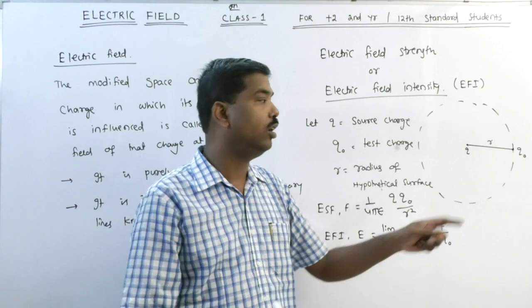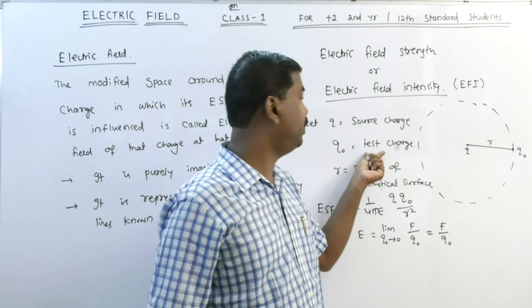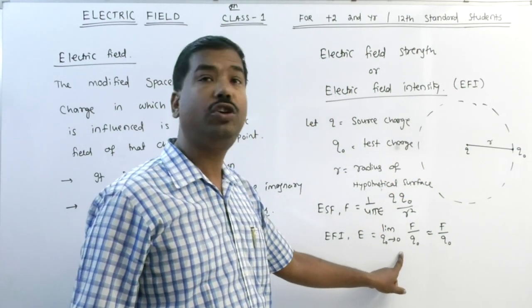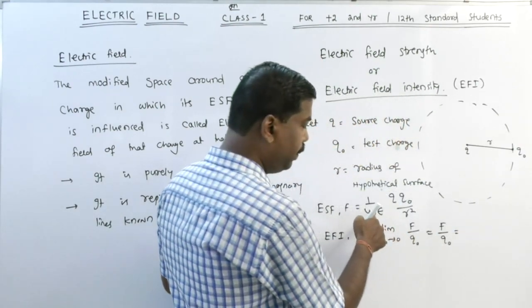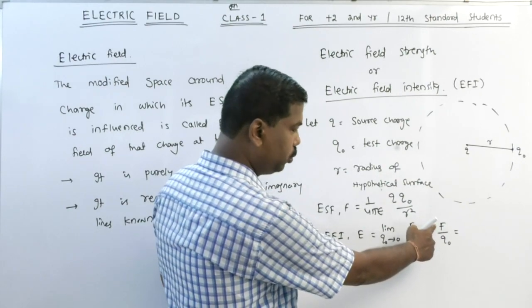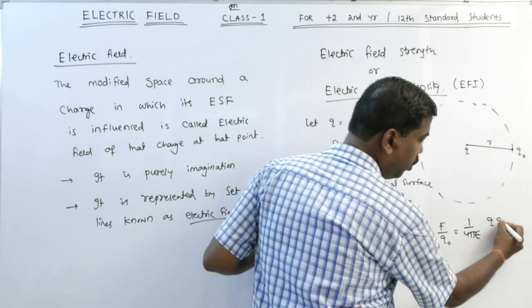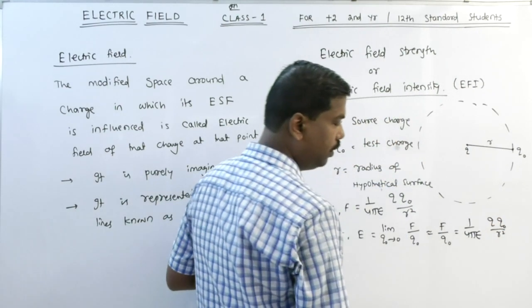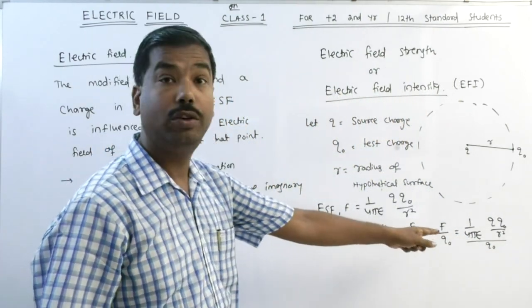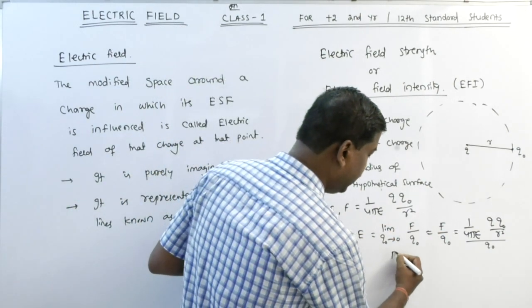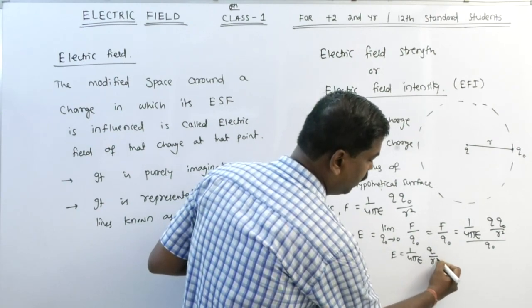So just to verify it, we are assuming a small test charge, whose magnitude is very small. So I have assumed Q0 tends to 0, F by Q0. If it is so, the electrostatic force is 1 by 4 pi epsilon Q Q0 by R square, divided by Q0. Okay, did you get it? If it is so, then electric field is 1 by 4 pi epsilon Q by R square.